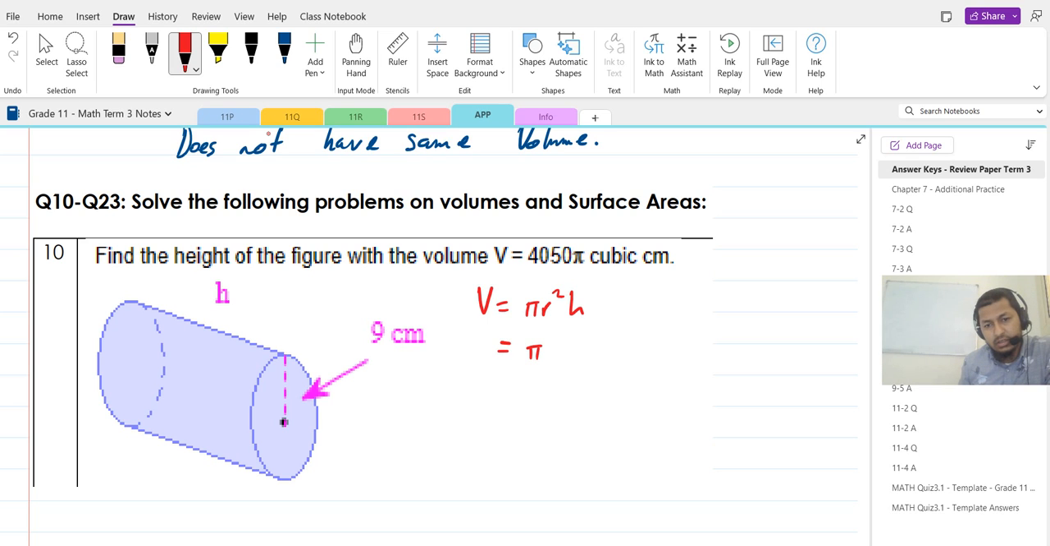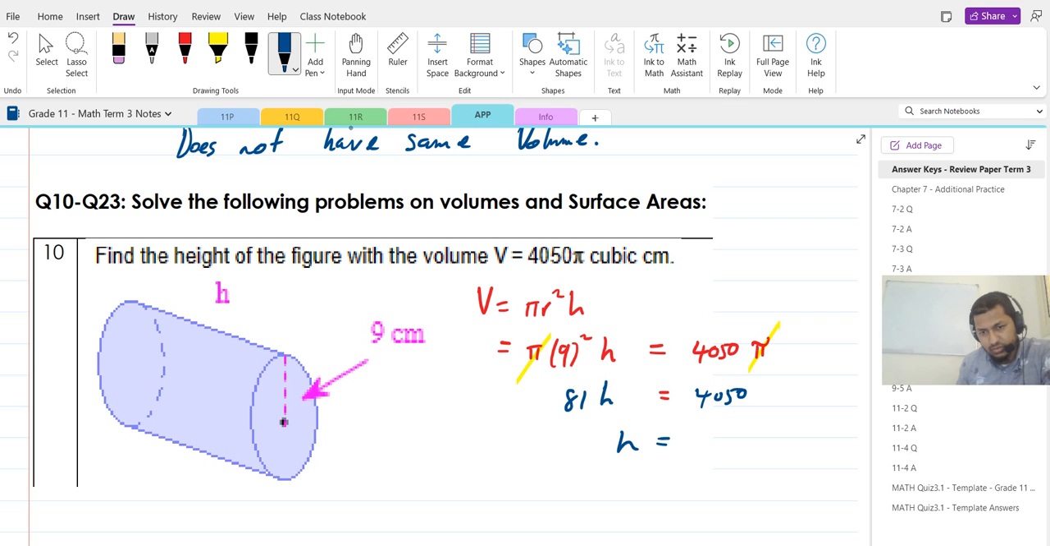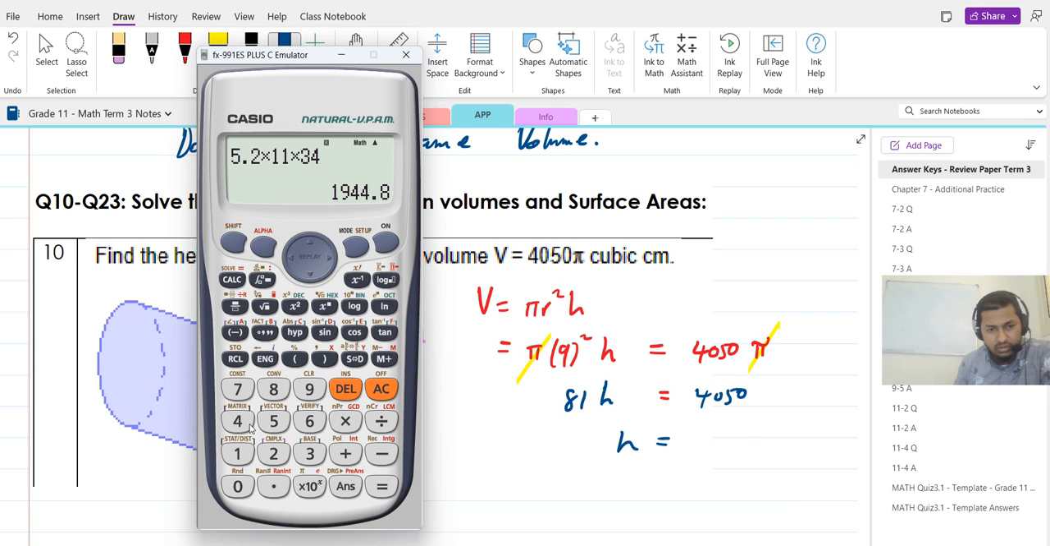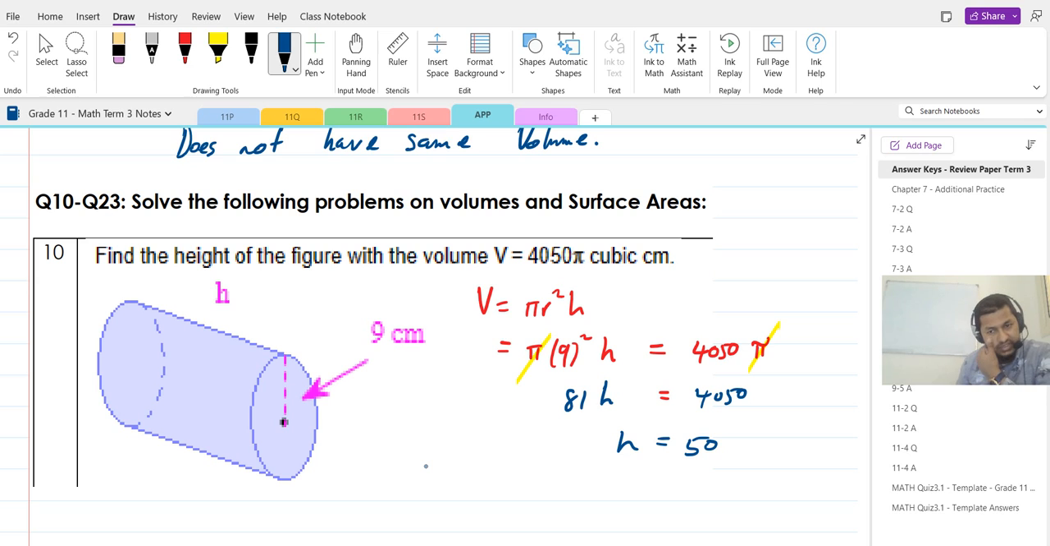So pi, what's r squared? 9 squared. And what's the height? That's what we need to solve. And the volume is given as 4050 pi. So what we can do now is cancel out the pi on both sides of the equation. We have 81h equals 4050. So h equals 4050 divided by 81, which equals 50. So it is 50 centimeters. That's the height, right? What's the height? 50.